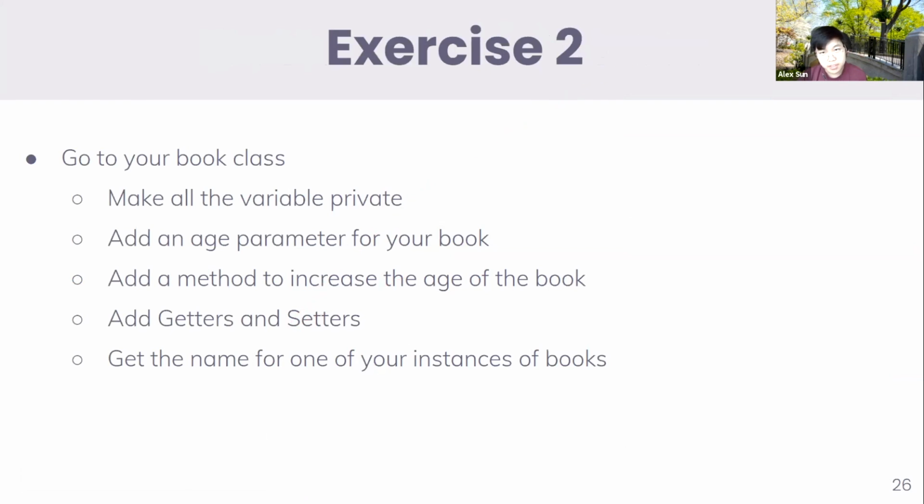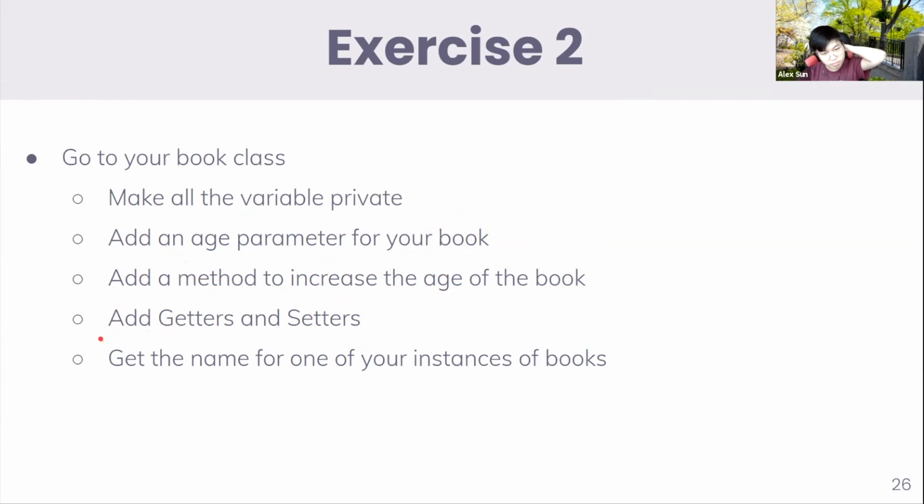So this is the next exercise. Basically, you're going to make all the variables in book private. You're going to add another parameter, which is age. You're going to create a function that just increases the age of the book by 1. It's kind of boring, I'm sorry. That's a good exercise. And you're going to make getters and setters as well.